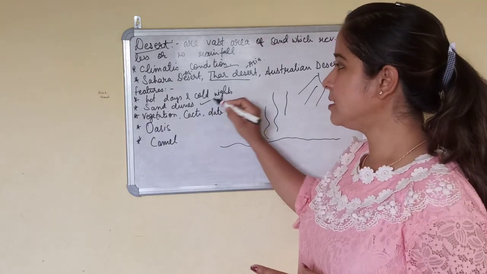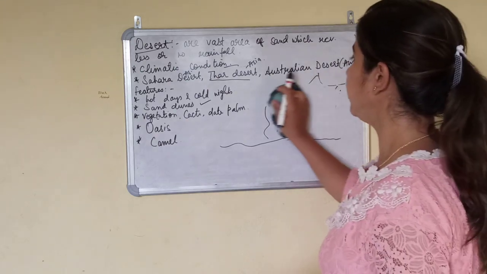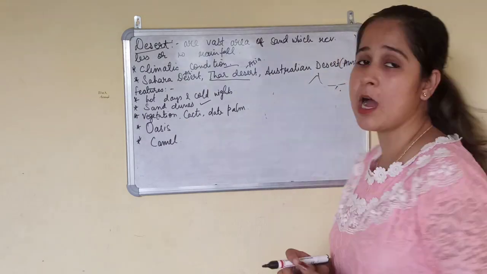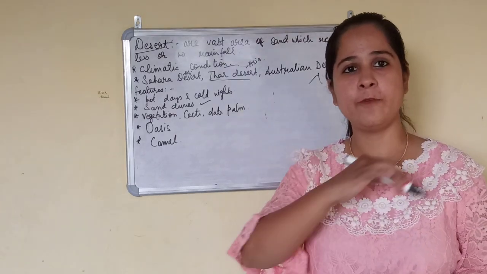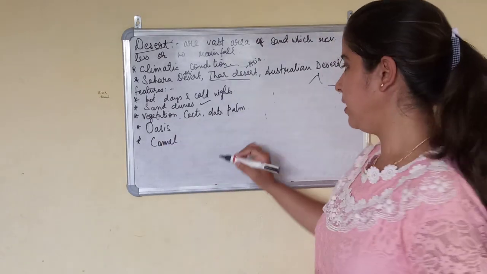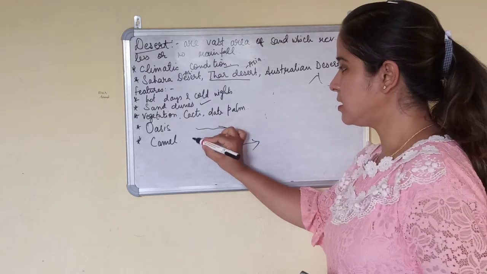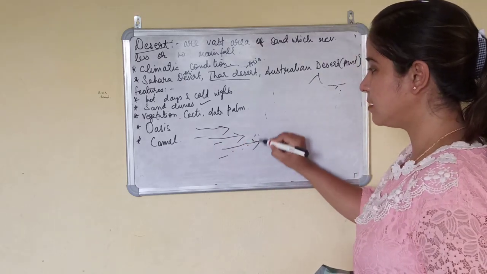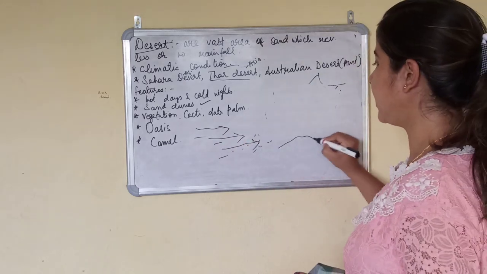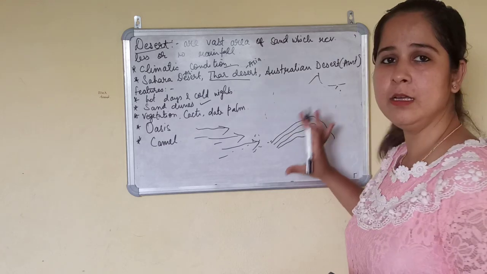Now next, what are sand dunes? Sand dunes are a landform which is found in desert areas. And how are these sand dunes formed? Actually, sand dunes are formed by the blow of wind. When wind is moving, the force of the moving wind carries sand with it and it gets collected at a place. So this is creating a sand dune.